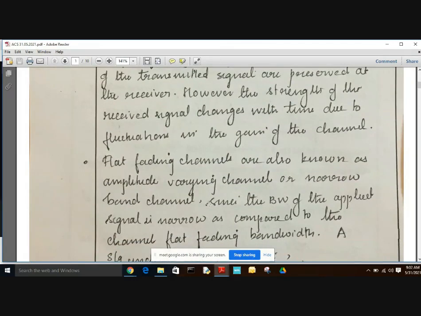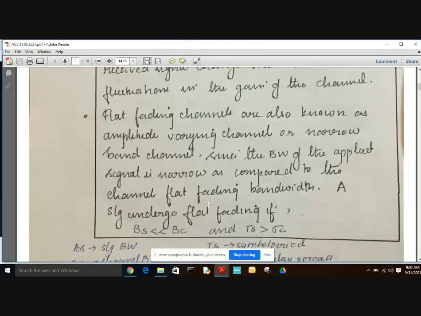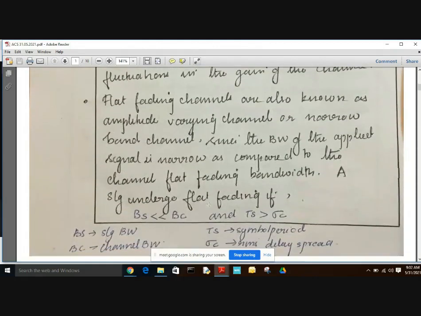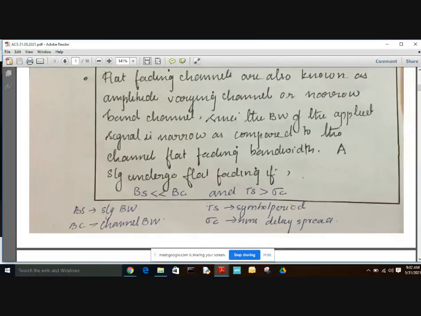And the flat fading channel is also known as an amplitude varying channel or narrowband channel, since the bandwidth of the applied signal is narrow compared to the channel fading bandwidth. The signal undergoes flat fading if BS is very much less than BC, that is, the bandwidth of the signal is less than the channel bandwidth, and if TS, that is the symbol period, is greater than the RMS delay spread.